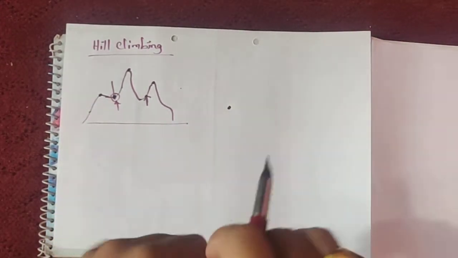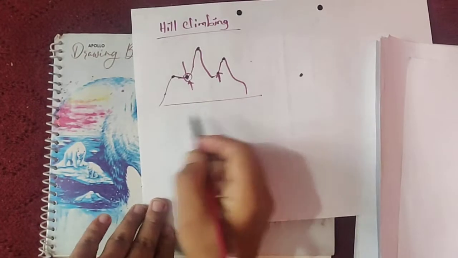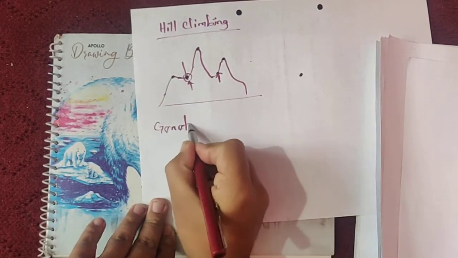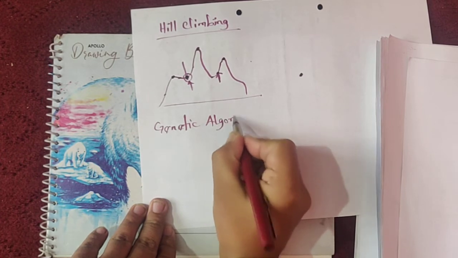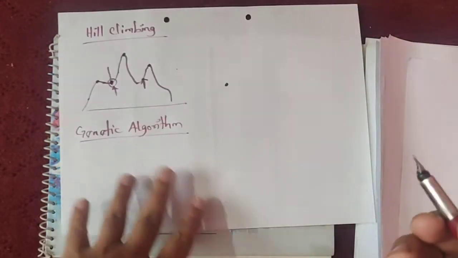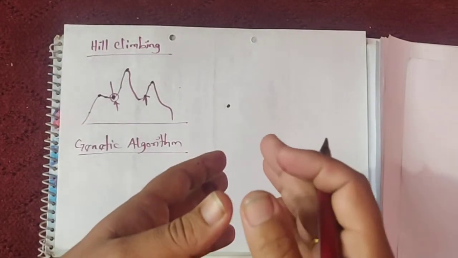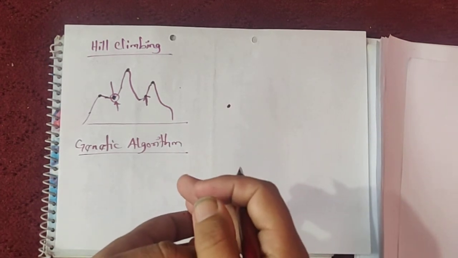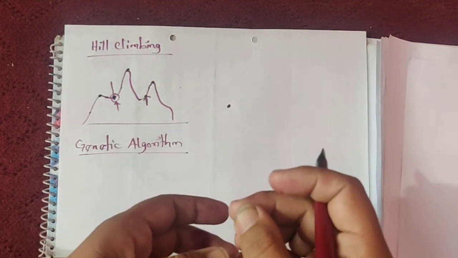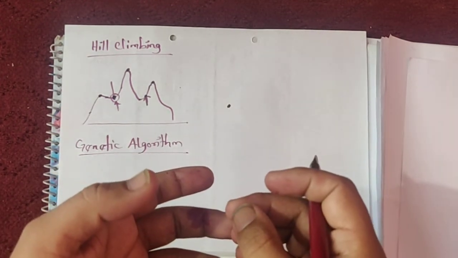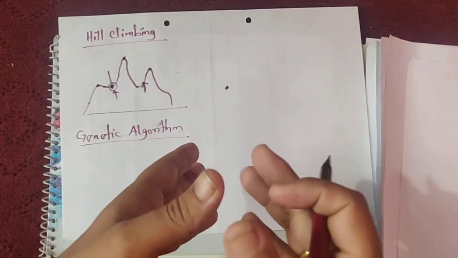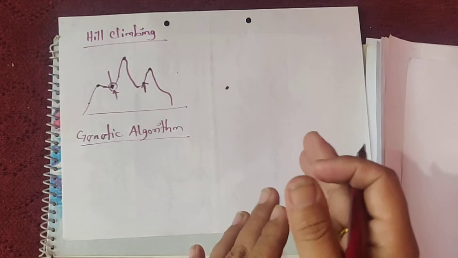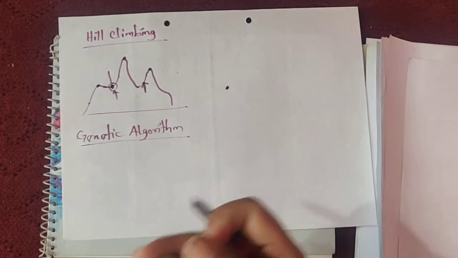We can compare it with a blind man walking on a hill. Let us now discuss the genetic algorithm. The genetic algorithm is basically an optimal search approach which provides the optimal solution. It processes a number of parallel searches at a time, and it is similar to biological genetics.